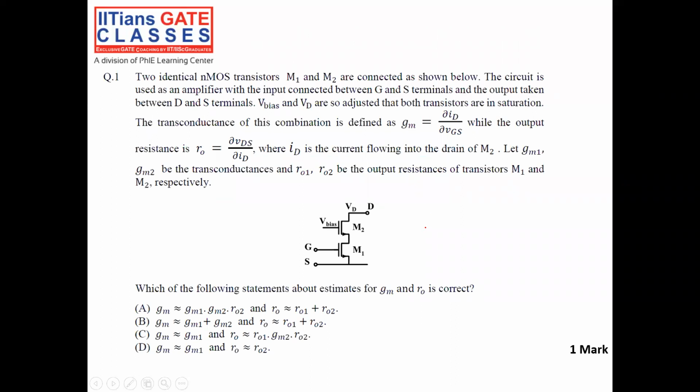So the first question is a little interesting one. Two identical NMOS transistors M1 and M2 are connected as shown below. The circuit is used as an amplifier with input connected between gate and source terminal, so the input is connected between these two. The output is taken between drain and source, so this is my output.